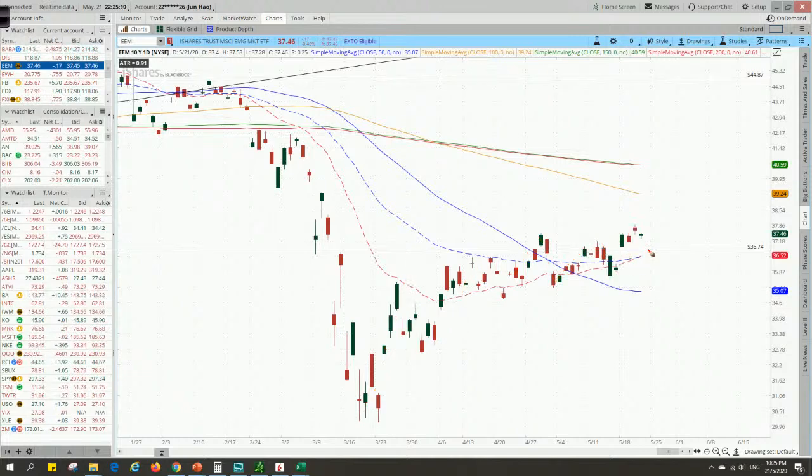So, why do I want to play EEM? Top 10 holdings, mostly Chinese stocks. Yes, EEM is an emerging markets ETF. I think if you split up their holdings by country, China, if I'm not wrong, takes up like 30%.